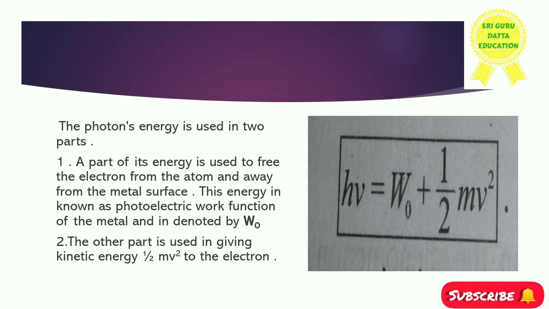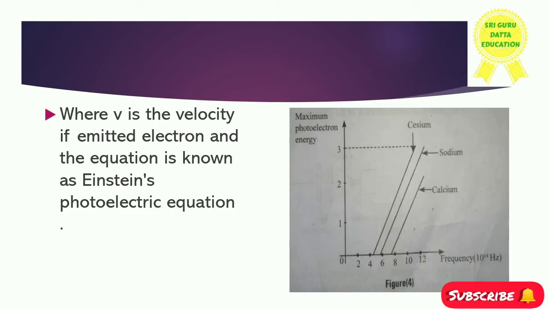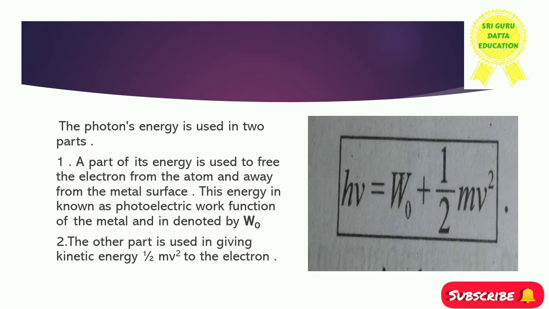h nu equals W0 plus half m v square, where v is the velocity of the emitted electron, and this equation is known as Einstein's photoelectric equation. This equation is given by Einstein, so it is said to be Einstein's photoelectric equation. h nu equals W0 plus half m v square.